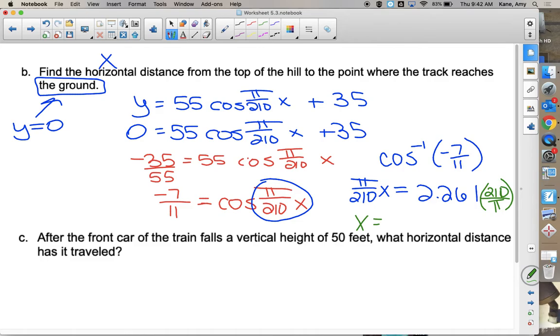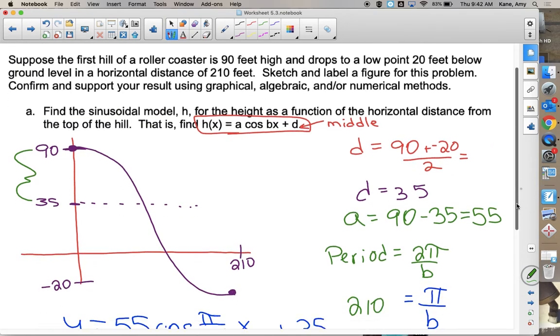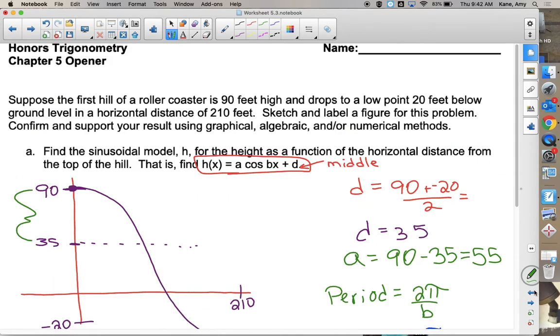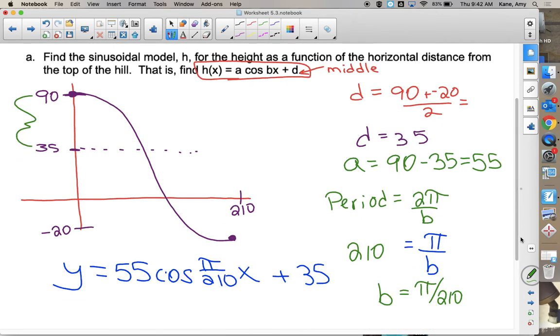Josh, what number did you get? 151.137. So 151, 131, 137. Sorry. You're good. So, yeah, like 151, sure. If it's more than 210, then you did something wrong. But that looks pretty good. Hold on, I'm getting reports that I'm wrong.